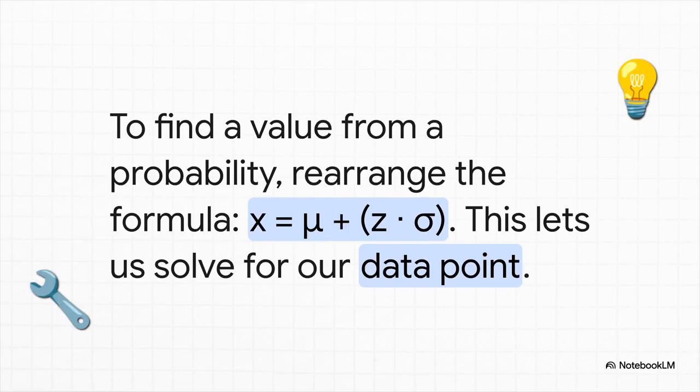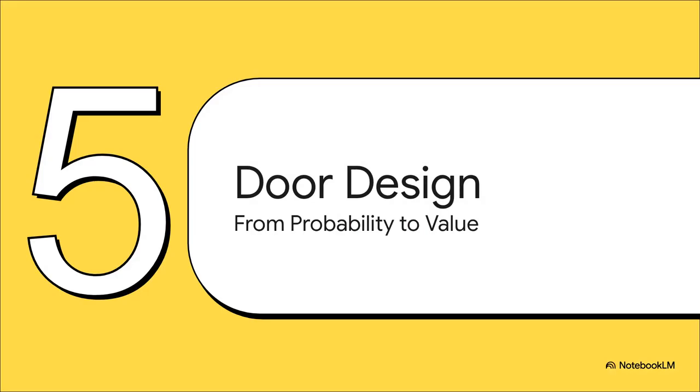To solve these backwards problems, we just need to do a little algebra on our original formula. If we know the mean, the standard deviation, and the Z-score that matches our target probability, we can solve directly for x, the exact data value we're trying to find. So let's apply this new approach to our second case study, door design.